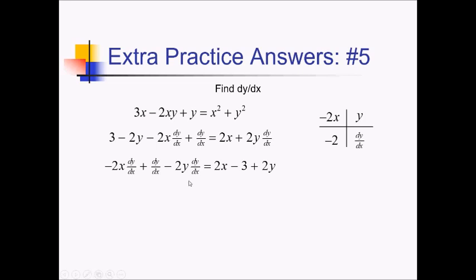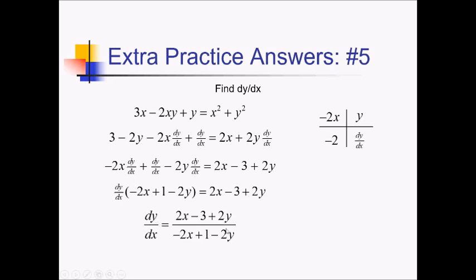On the left, I can now factor out a dy over dx. That leaves me with negative 2x plus 1 minus 2y. Dividing everything by all that, I've got 2x minus 3 plus 2y, all of that over negative 2x plus 1 minus 2y.